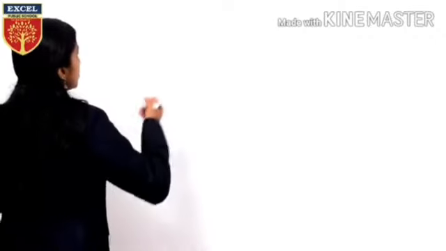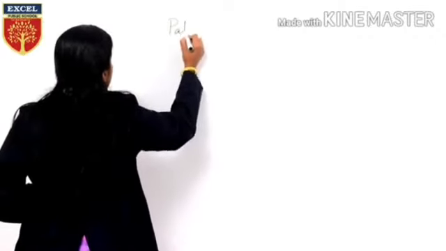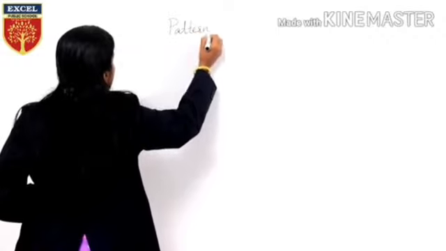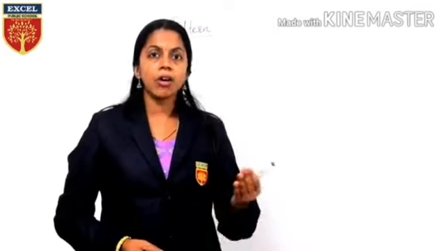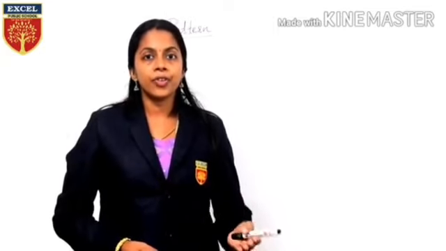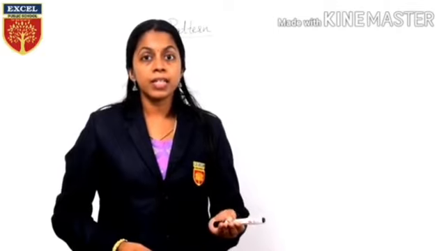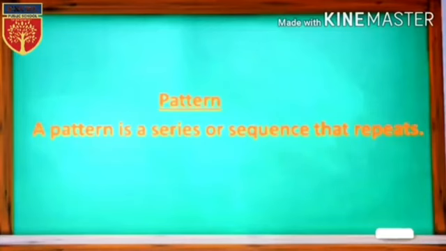Let's move to the next topic, that is pattern. Our next topic is pattern. So children, what is a pattern? A pattern means a series or sequence that repeats followed by a rule. Means a shape or a picture that repeats followed by a rule. That is pattern.